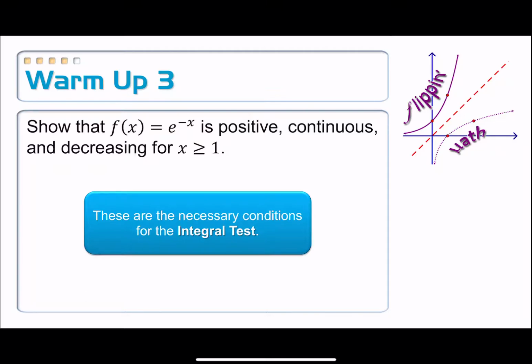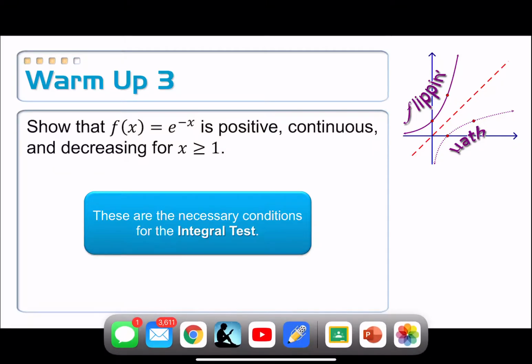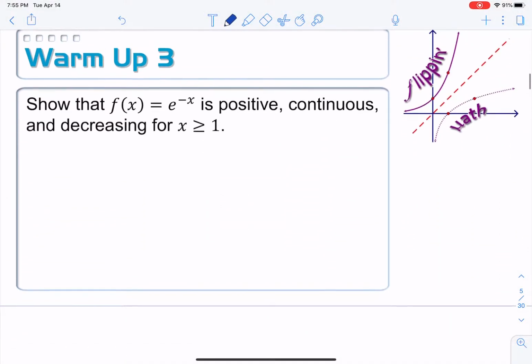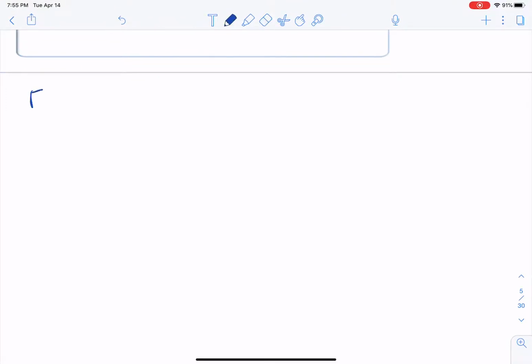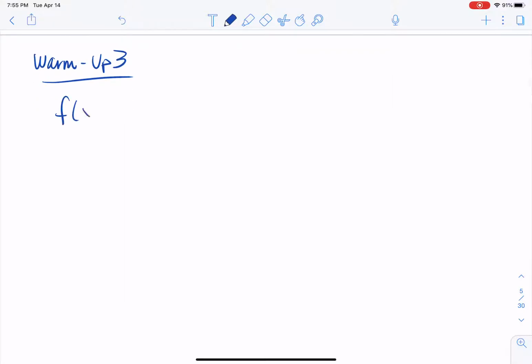As a matter of fact, all of that is stuff that we did before we even learned how to do integrals. So for warm-up 3, we have a function e to the negative x. I need to first consider whether or not it is positive.